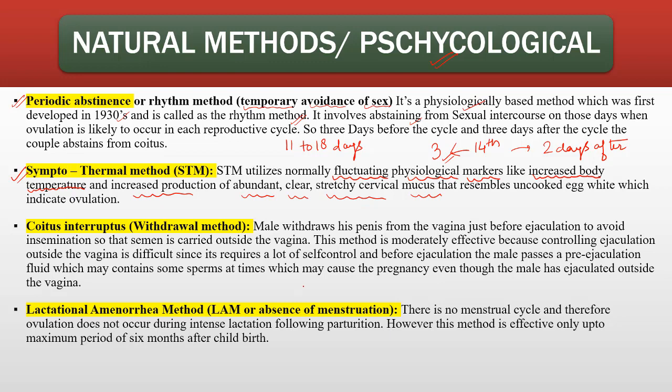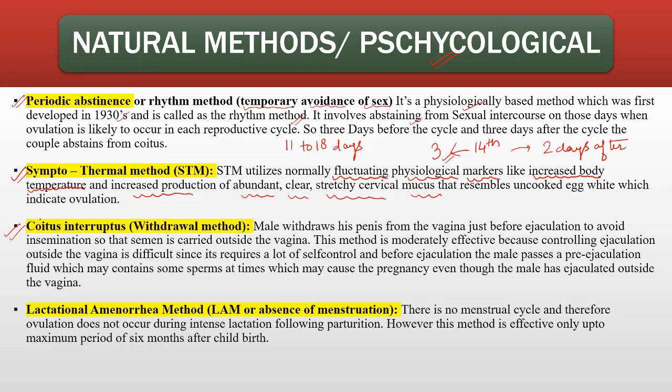So she can psychologically prevent herself from having sexual intercourse. The mucus which is released resembles uncooked egg white, which indicates ovulation, right? So this can be a method, the symptothermal method. Okay, coitus interruptus, the withdrawal method.